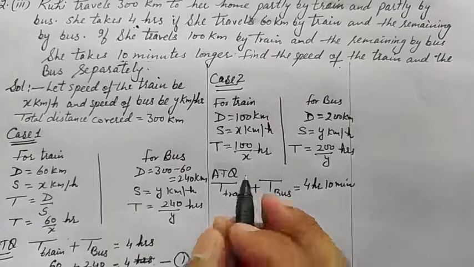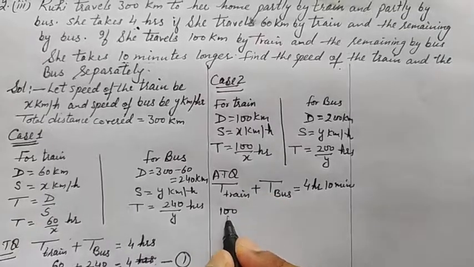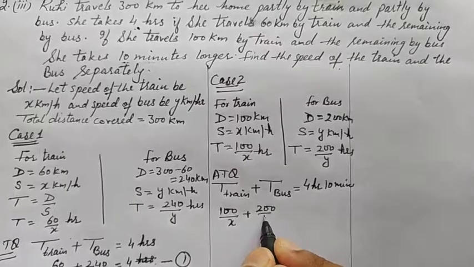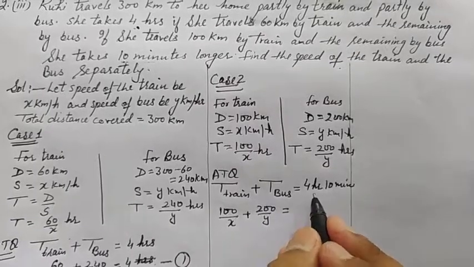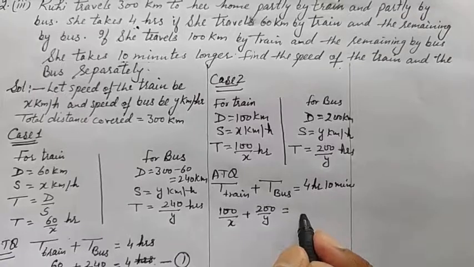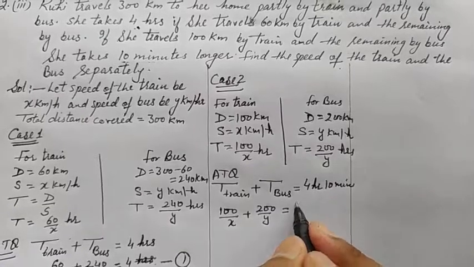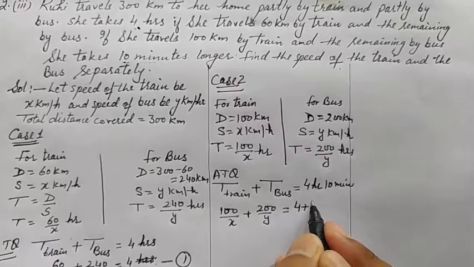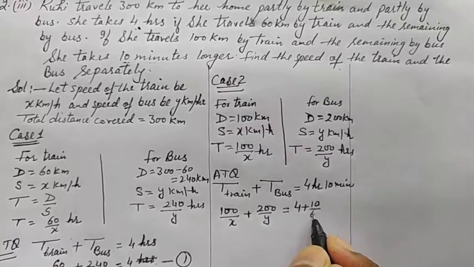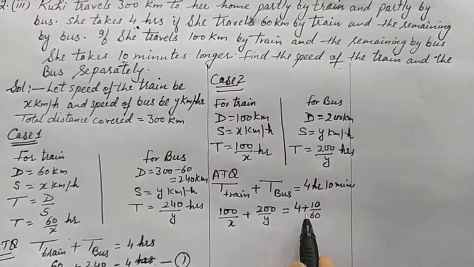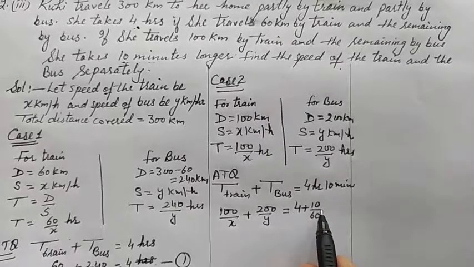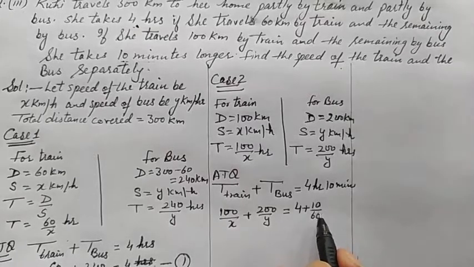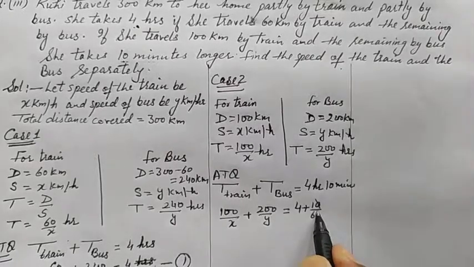So what is the time taken by train? That is 100 over x, plus what is the time taken by a bus? It is 200 over y, equal to 4 hours 10 minutes. We can write 4 hours 10 minutes as 4 hours plus 10 over 60 hours. 10 minutes means we can change minutes into hours by dividing by 60. So it is 10 over 60, so it is cutting to 1 by 6.